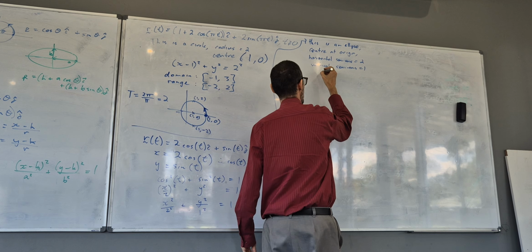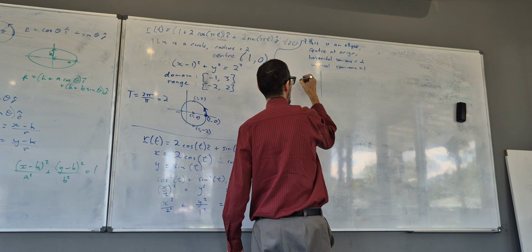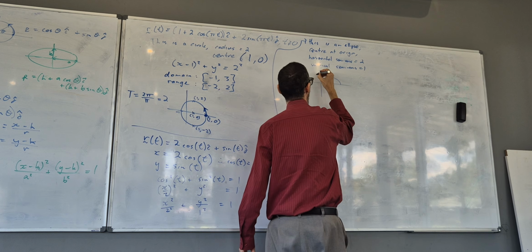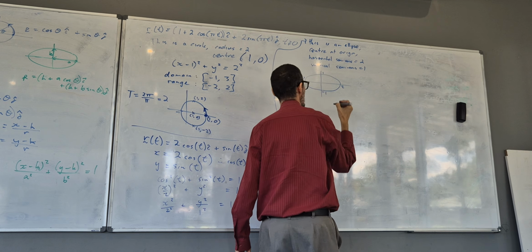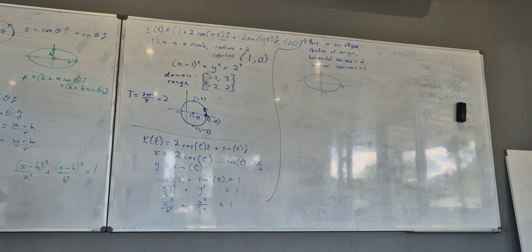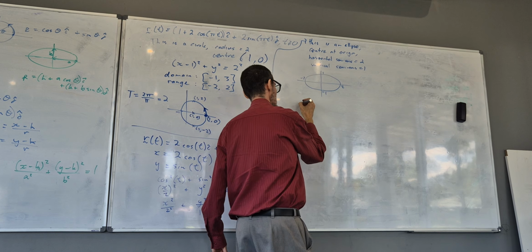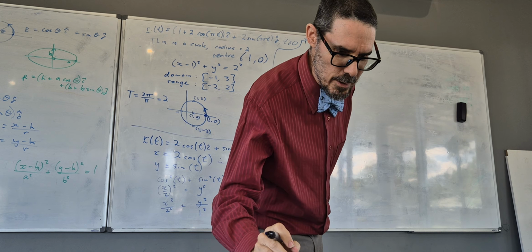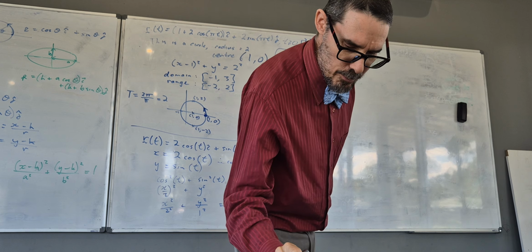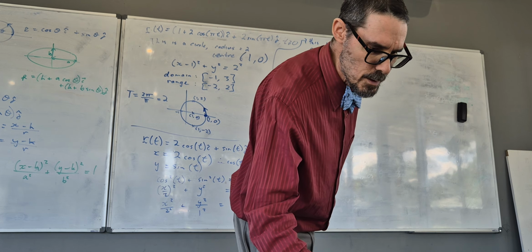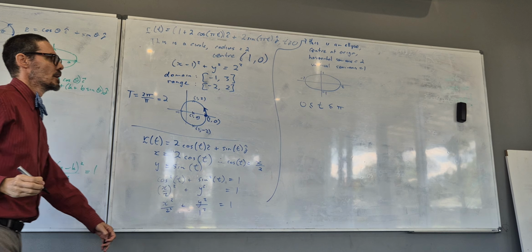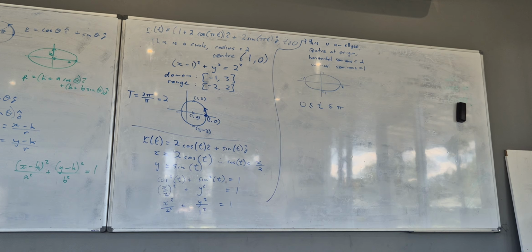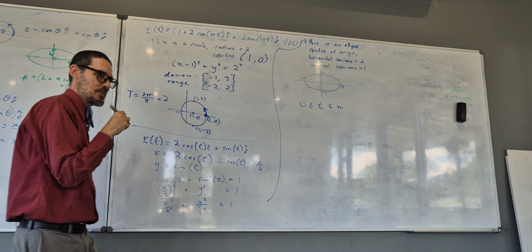Sketch it. 2, 1, negative 2, negative 1. If I tell you 0 is less than or equal to t, t is less than or equal to pi, how is the particle actually moving? How is this body actually moving? Don't answer. Let them think.